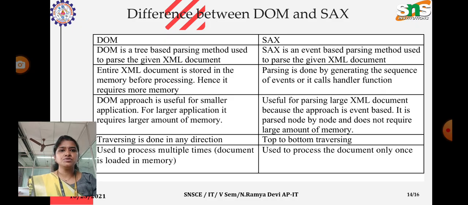The DOM approach is useful for smaller applications. For larger applications, it requires a large amount of memory. But SAX is useful for parsing XML documents of larger size. In DOM, traversing can be done in any direction and it can be processed multiple times, whereas SAX uses a top-down approach and processes the document only once.